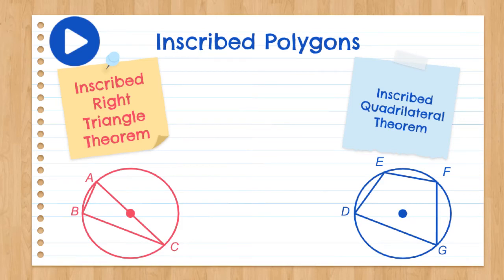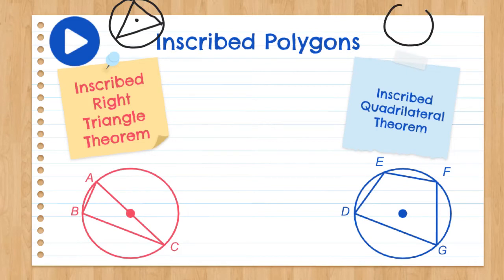Inscribed polygons. If all of the vertices of a polygon lie in a circle, the polygon is inscribed in the circle, and the circle is circumscribed about the polygon. And we've already talked about this a little bit when we talked about centers of triangles. Remember, we had the circumcenter, and that was the center of the circumscribed circle. So we've already talked about a circumscribed circle and an inscribed triangle, but we can have other inscribed polygons.